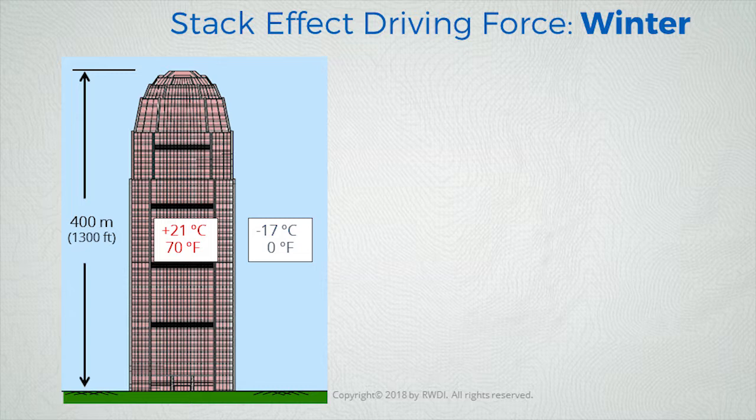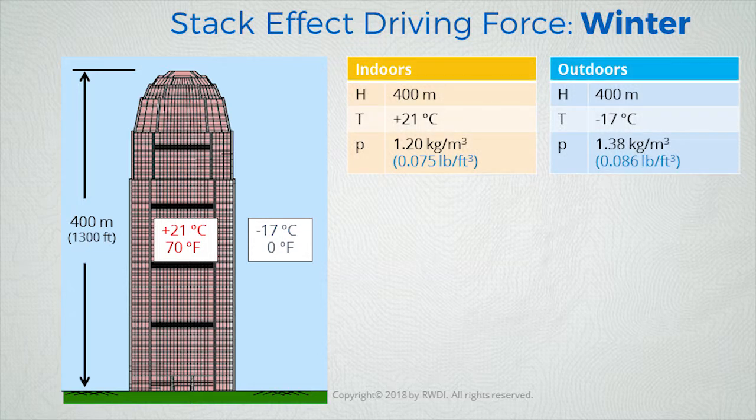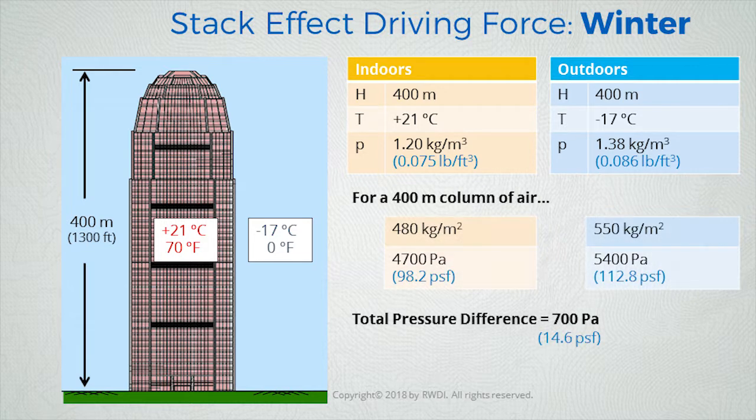Let's talk about a specific example. Here I've got a building that's approximately 1,300 feet tall, 400 meters. The inside and outside conditions are listed on the page: 21 degrees Celsius inside and minus 17 degrees Celsius outside. When you do the mathematics, which is on the right-hand side of the page, what we end up getting is a 700 Pascal pressure difference.